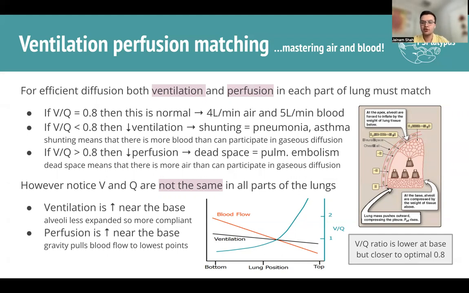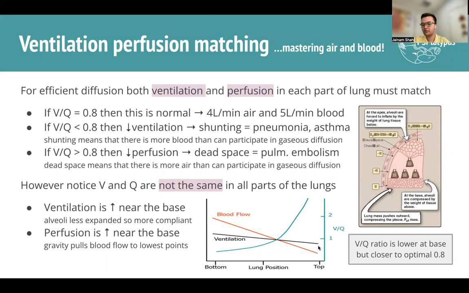However, ventilation and perfusion don't increase at the same rate. If you have a look here, generally the perfusion tends to increase at a faster rate if you go from top to bottom, so right to left in this diagram, whereas ventilation tends to increase at a slightly slower rate. So VQ ratio is lower at the base. If you think about what we said, it's going to be slightly lower at the base.